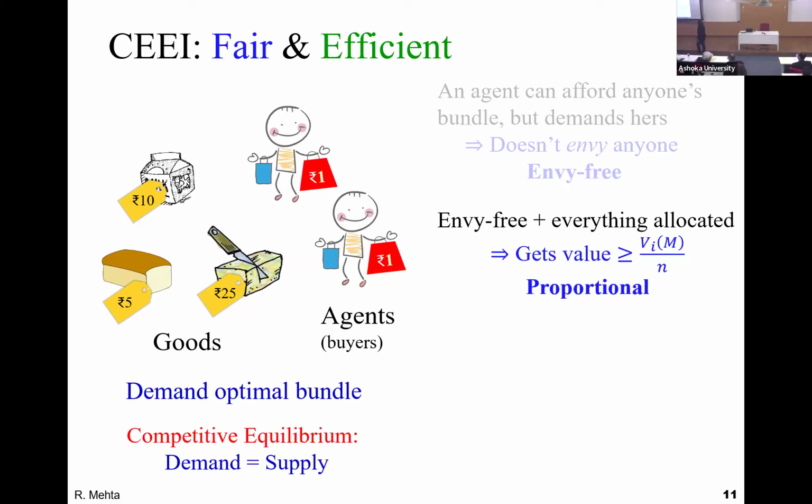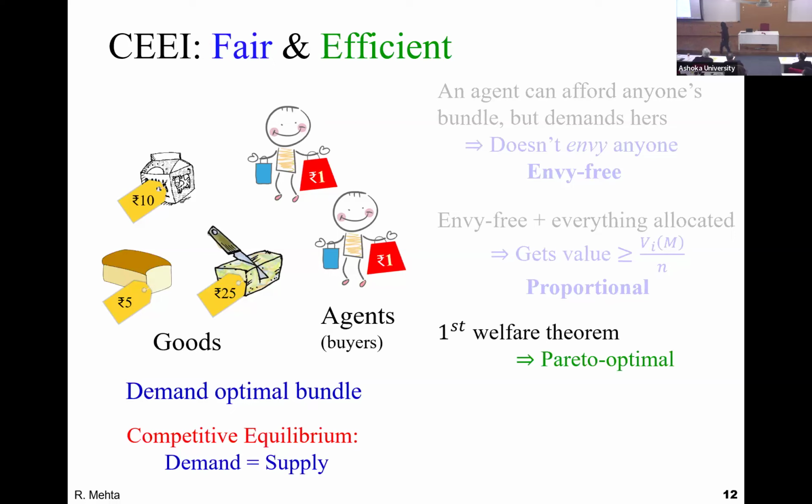When we combine envy freeness with the fact that supply equals demand, that means everything has been allocated, you immediately get proportionality. And this is the exact definition of proportionality: if Vi of M is the value of agent i, where M is the entire set of items and Vi is the valuation function of agent i, then agent i should get at least 1/nth of it. That's the formal definition of proportionality.